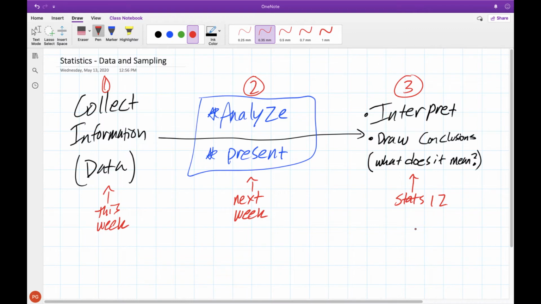Now, at each step along this process, there are potential pitfalls and traps that we can fall into that'll result in bad statistics. And this is really important because statistics are vital when we're trying to understand large amounts of data. And statistics often influence very, very important decisions, especially decisions that are made by governments or companies.